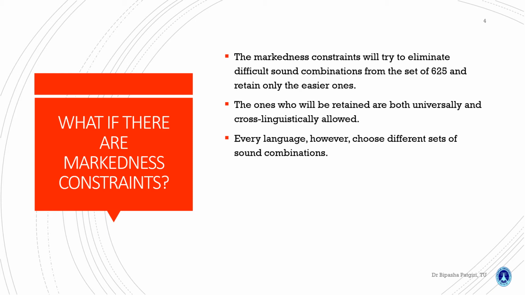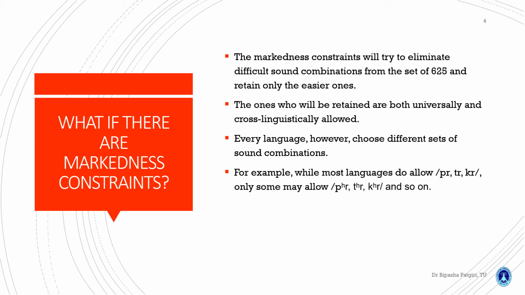Every language, however, chooses different sets of sound combinations. For example, while most of the languages do allow pra, tra, kra, only some may allow fra, thra, khra, and so on. This is a very crucial point, that out of the universally and cross-linguistically allowed sound combinations, languages select their own combinations because of their own language-specific phonotactic restrictions. This is very important.